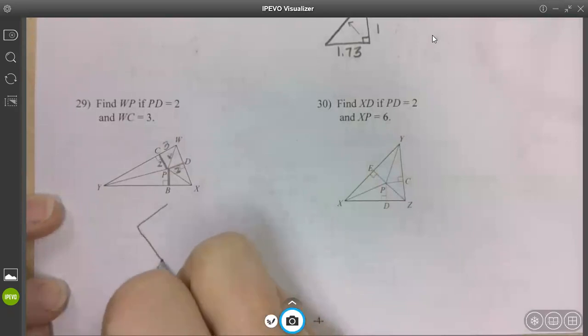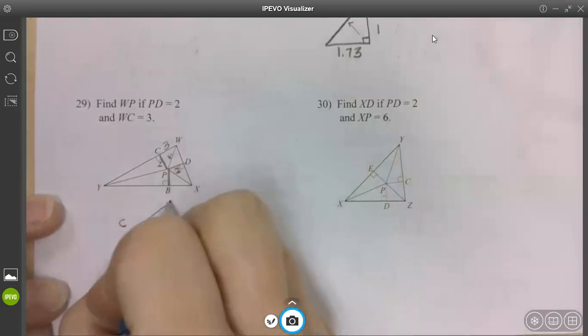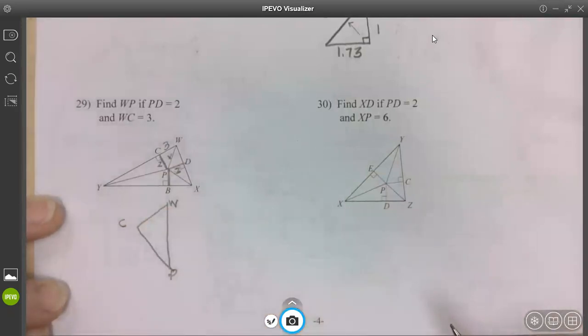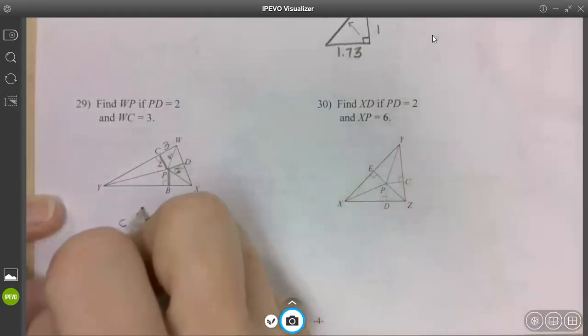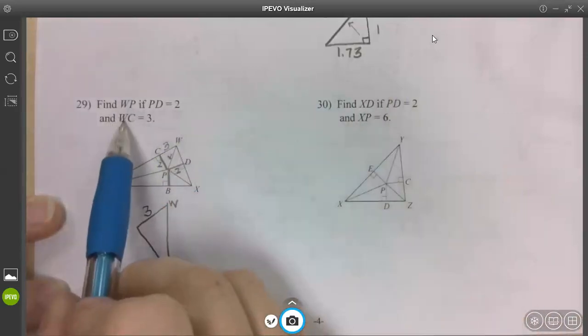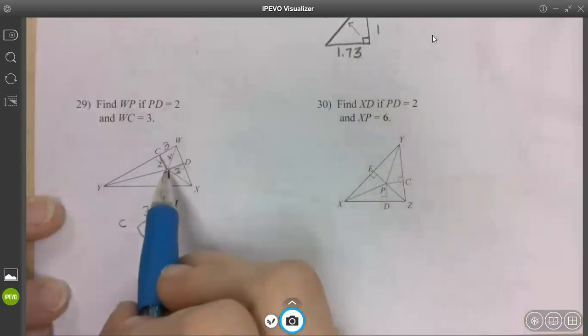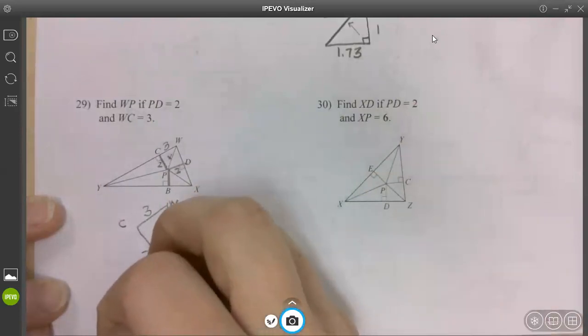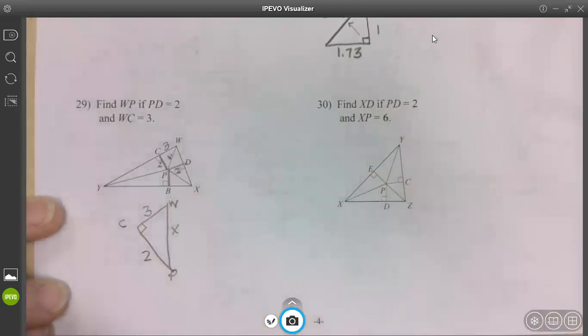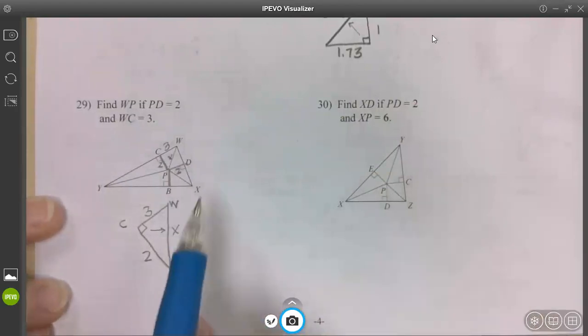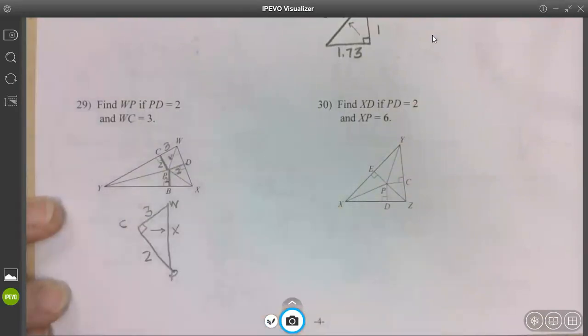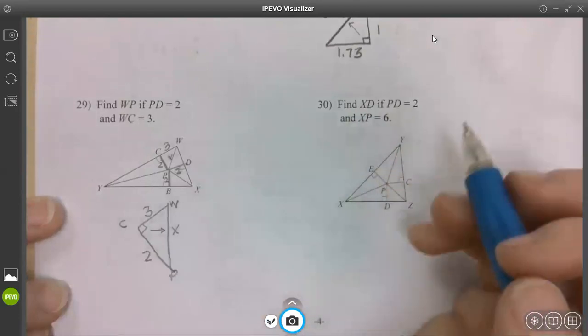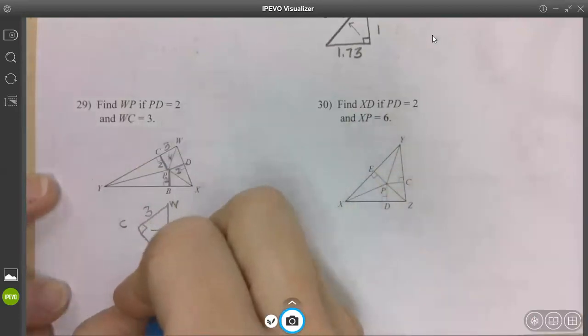So your triangle that you're going to look at, again, I'm just blowing it up, is CWP. CW is 3. They told you that, or WC is 3. Since they gave you that PD was 2, CP is also going to be 2. And we're trying to find WP. Your right angle is over here. The only one that matters is X. So again, how did we get that 2? All of your perpendicular bisectors are going to be the same length. So PB would also be 2 as well. Okay. So again, the only one that matters is the X, so it's going to be your C.